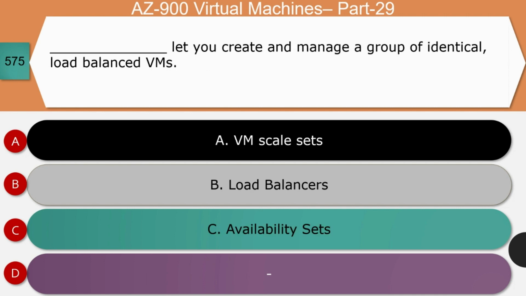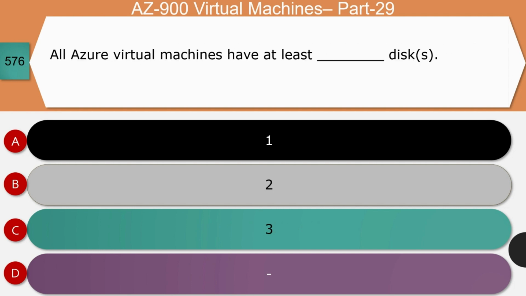Next question, dash lets you create and manage a group of identical load balanced VMs. Option A, VM scale set. Option B, load balancer. Option C, availability set. The right answer for this question is option A, that is VM scale set. Let's see the reason. Azure VM scale set lets you create and manage a group of identical load balanced VMs. The number of VMs can automatically increase or decrease in response to demand or a defined schedule. And so option A, that's VM scale set, is the right answer.